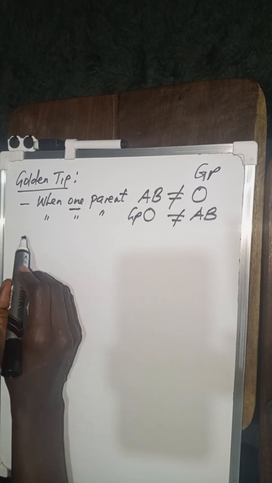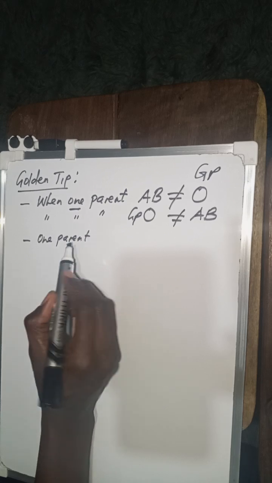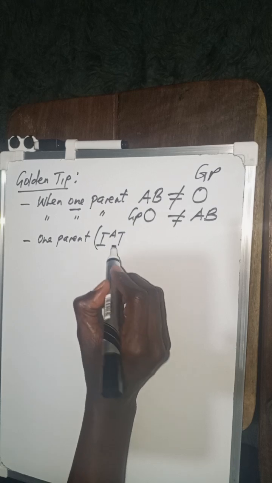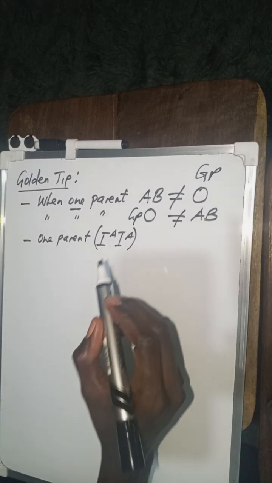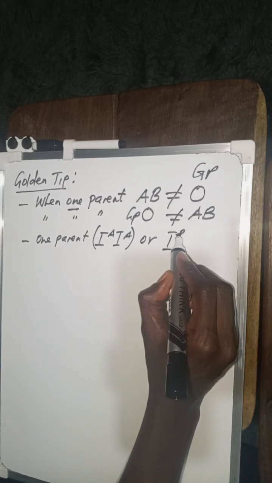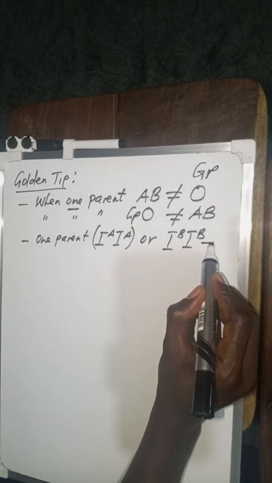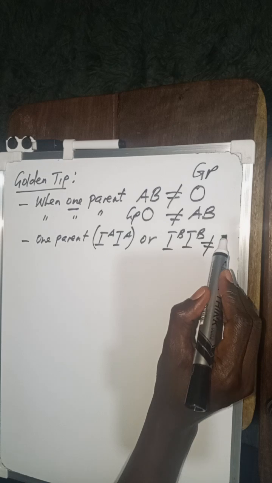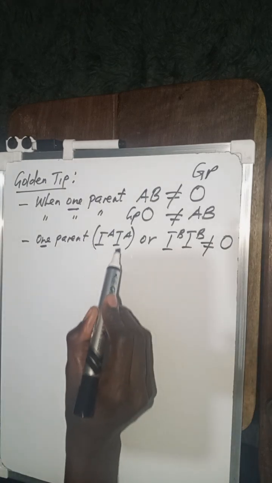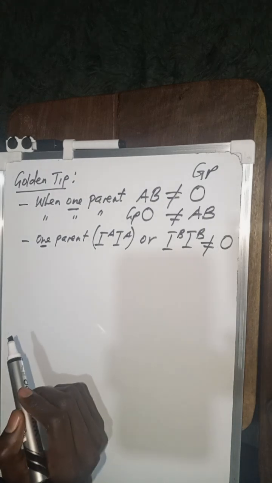Again, if one parent is homozygous for blood group A, or the parent can actually be homozygous for blood group B, this cannot have a child who is again in blood group O. So as long as one parent is homozygous for either blood group A or group B, then they cannot have a child who is in blood group O.